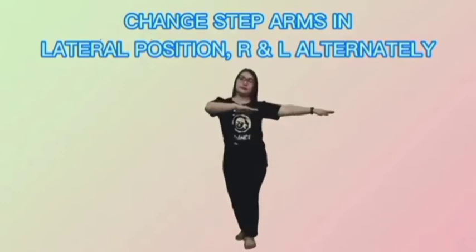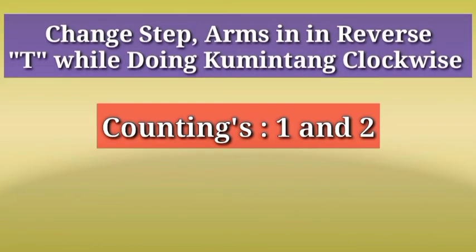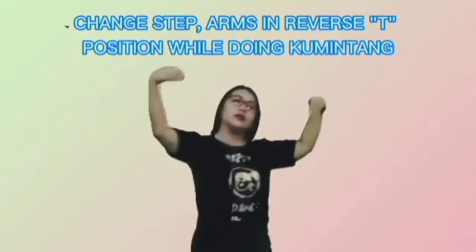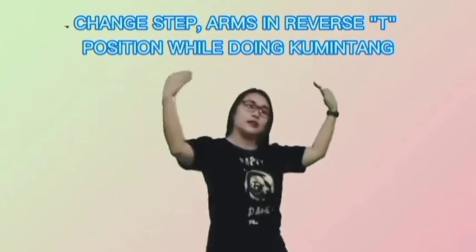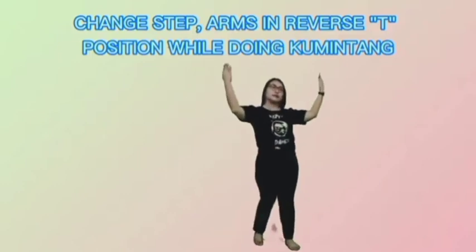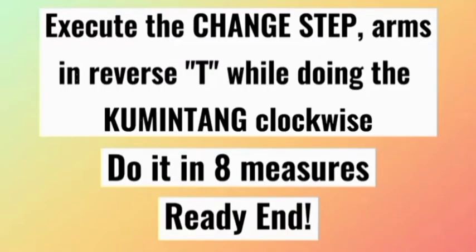Last step. Change step, arms in reverse T while doing kumintang clockwise. Countings: 1 and 2. Change step, arms in reverse T position while doing kumintang. 1 and 2, 1 and 2... Execute the change step, arms in reverse T while doing the kumintang clockwise. Do it in 8 measures. Ready? End.